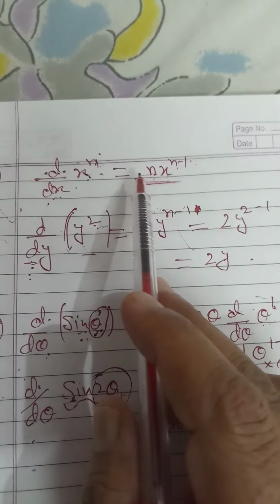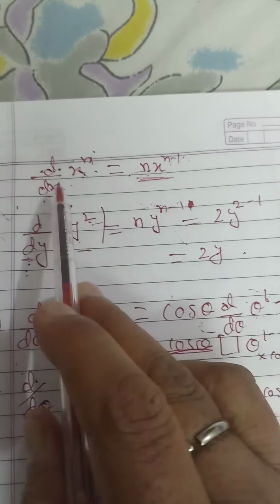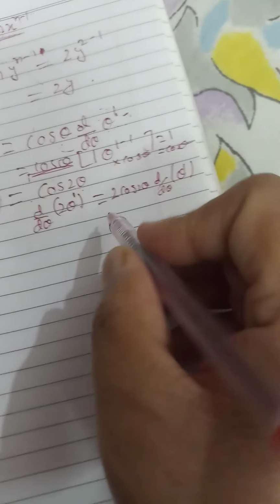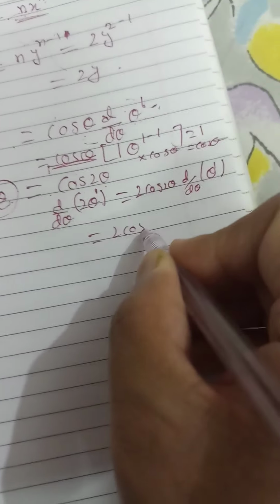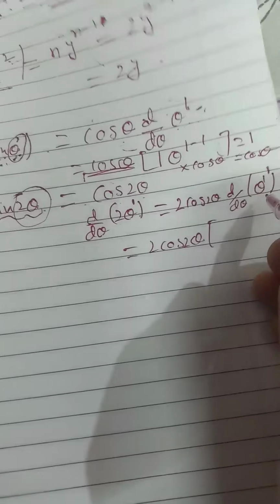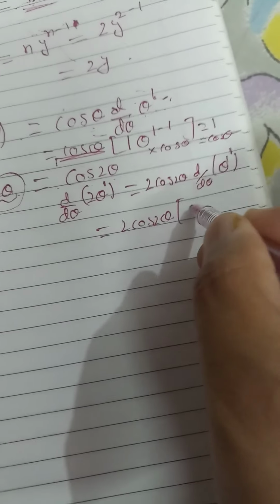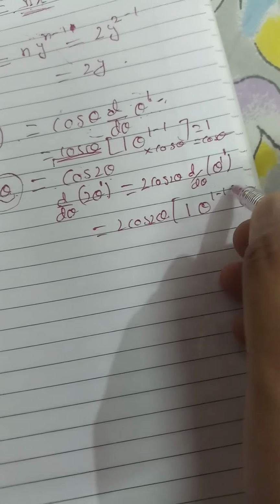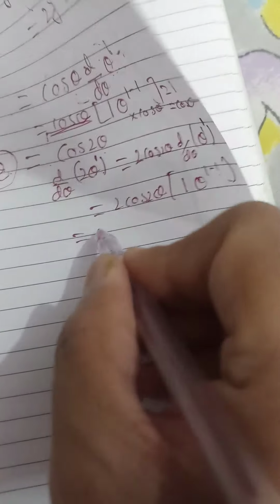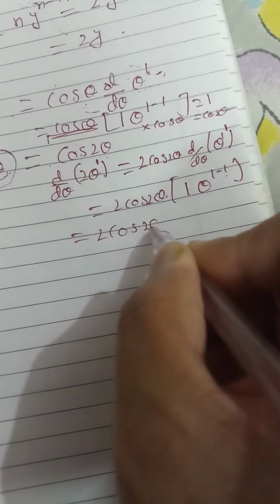Again we will use the same basic formula, n of x to the n minus 1. Now in place of n we have used 1, and in place of x we will use theta. So I am applying here 2 cos 2 theta remains as it is. Theta to the power 1 was here, so I will write 1 of theta to the 1 minus 1. Theta to the 1 minus 1 will be theta to the power 0, which again comes 1. So my answer will be, finally, 2 cos 2 theta.